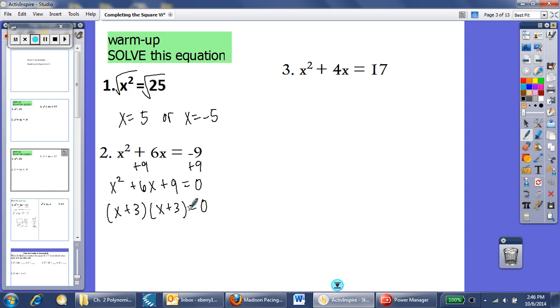Now using the zero product property, I know that I need to set each parentheses equal to 0. Since they're both the same, I'll just write it once. Subtracting 3 from both sides, I get x equals negative 3.